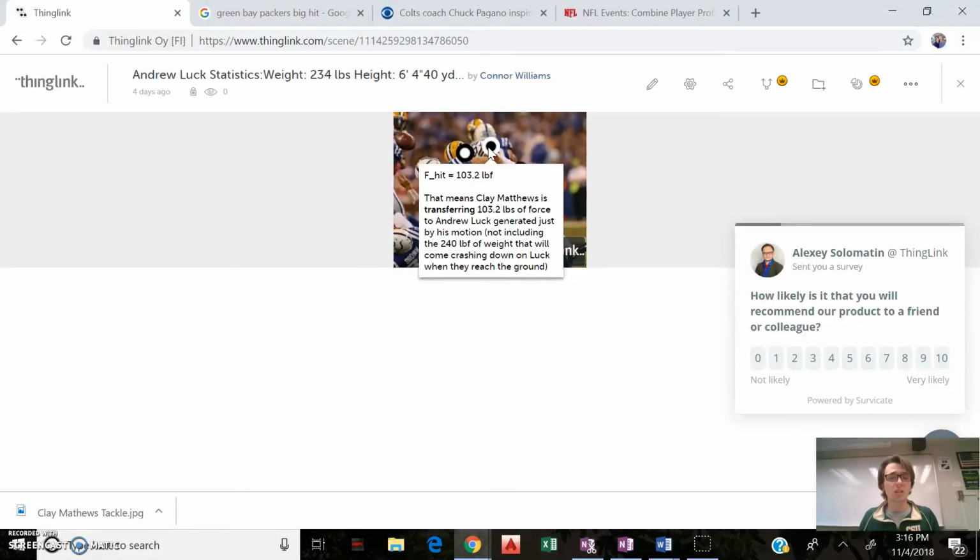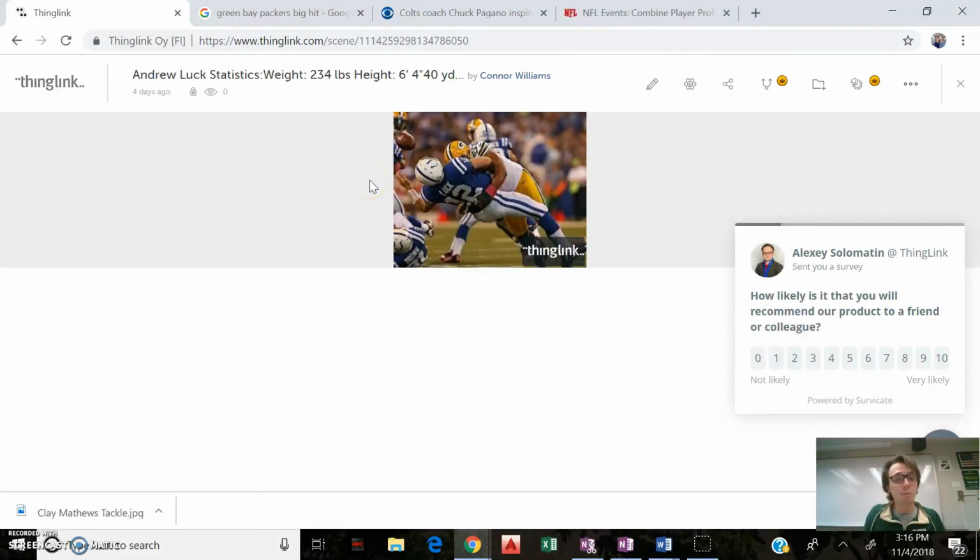So what that really looks like, this means that Clay Matthews is transferring 103 pounds of force to Andrew Luck generated just by his motion, not including the 240 pounds of force that come crashing down on Luck when it's over. Take a second and describe the answers that you get. The biggest point of this image to me is Clay Matthews making that tackle. And so I want to give a little explanation for what I see as the big highlight. Now, you may add as many of these points as you want, but you don't want it to be overclustered.